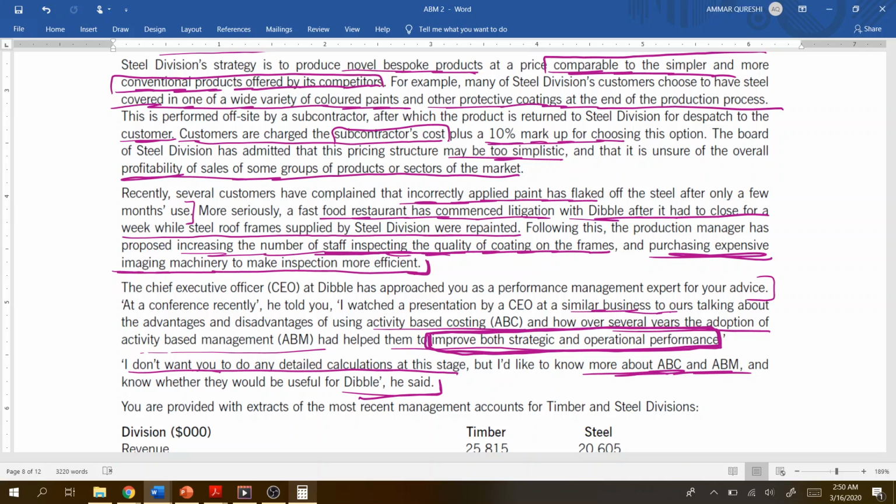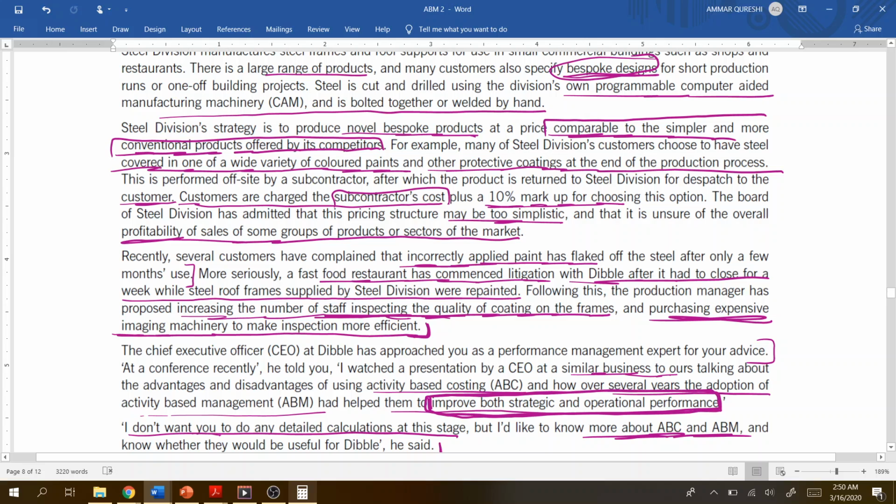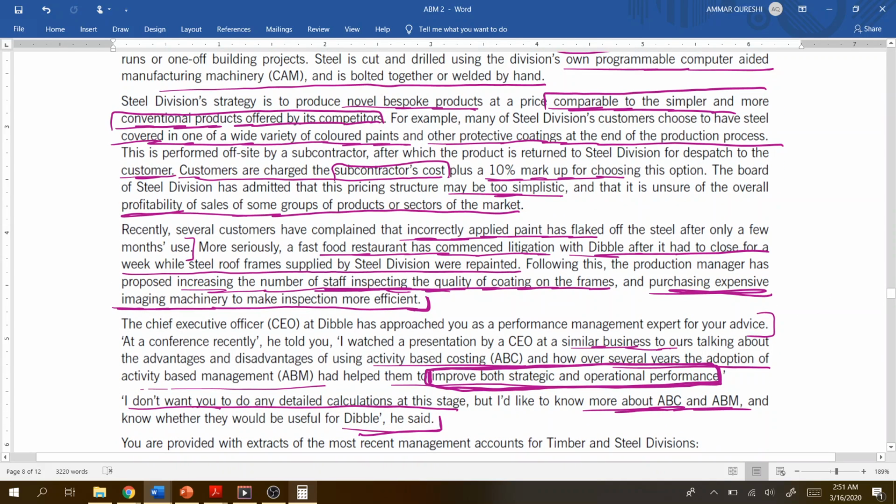Since we are advising the steel division to use activity based costing, we have to tell the management how that division can benefit if it uses activity based management. There are two things actually. You may pause this video for a while and try to think how a company can apply this. All right.